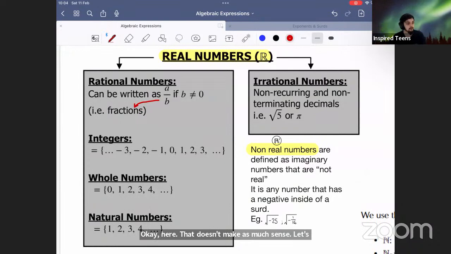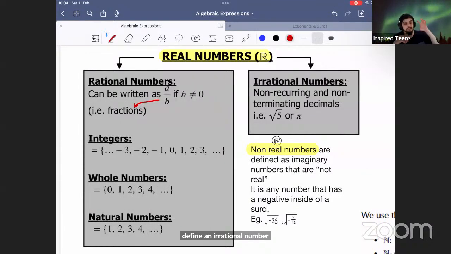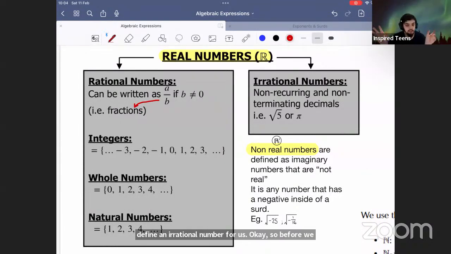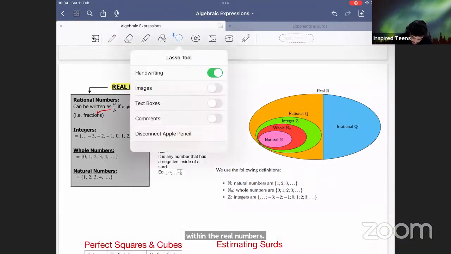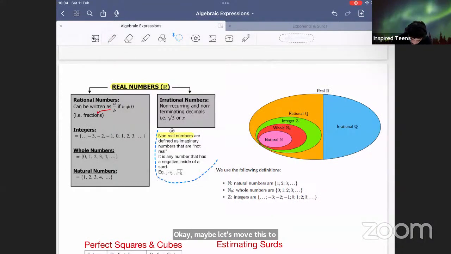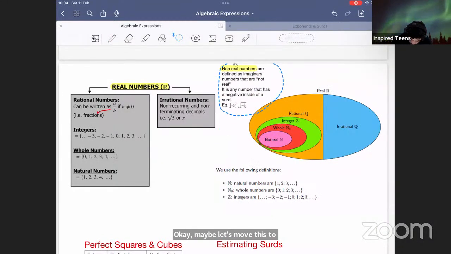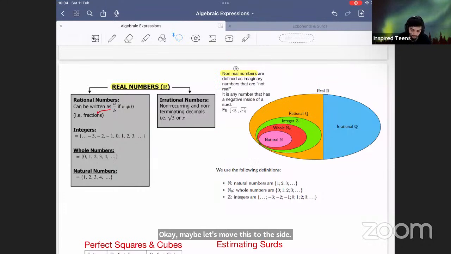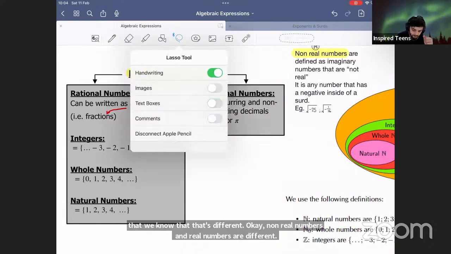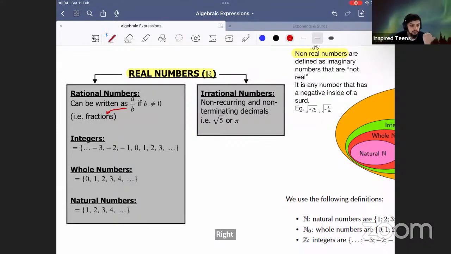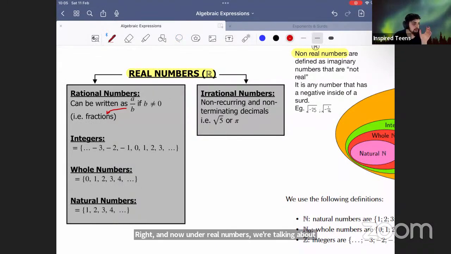Before we get there, one more time, I just want to clarify. We discussed real numbers and non-real numbers, two separate categories. When we discuss rational and irrational, we are now within the real numbers. Let's move this to the side so that we know that that's different. Non-real numbers and real numbers are different, and now under real numbers, we're talking about rational and irrational. So we went through rational.